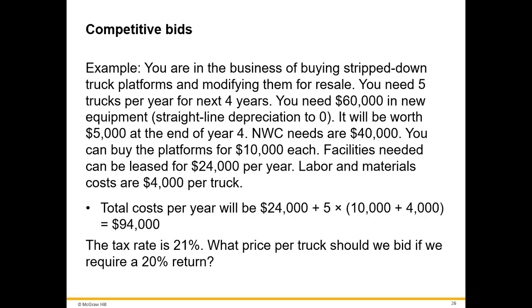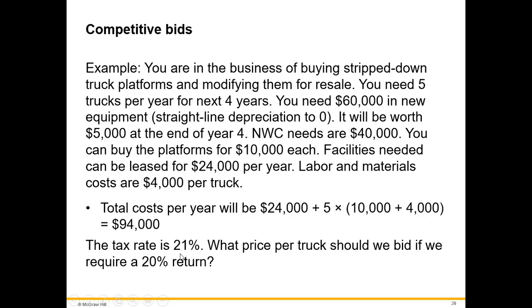The platforms cost $10,000 for each truck. So there's the $10,000 in our first formula there. The facilities will be $24,000 per year. So that's a fixed cost. It doesn't change with the number of trucks. But the $10,000 and then labor and materials are $4,000 per truck. So $14,000 per truck, 5 trucks. Multiply that out, add the $24,000. So the total cost per year, $94,000.